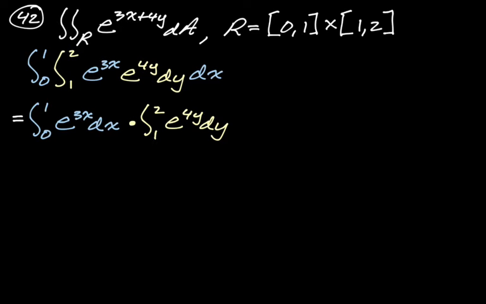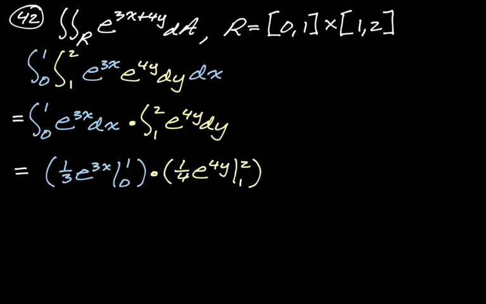The antiderivative of e to the 3x is going to be 1/3 e to the 3x, and we're going from 0 to 1. And then the antiderivative of e to the 4y is going to be 1/4 e to the 4y, and we're going from 1 to 2. Plug in, I don't think there's going to be a lot of simplifying here. So we get 1/3 times e to the 3rd minus e to the 0, which is 1. And then we'll have 1/4 times e to the 8th minus e to the 4th.